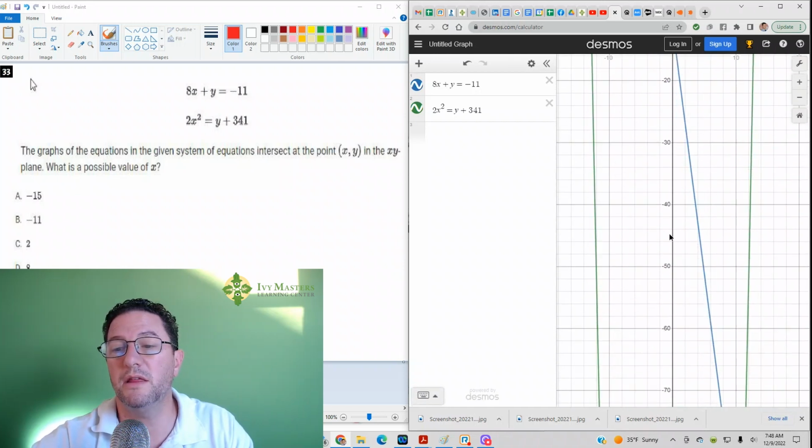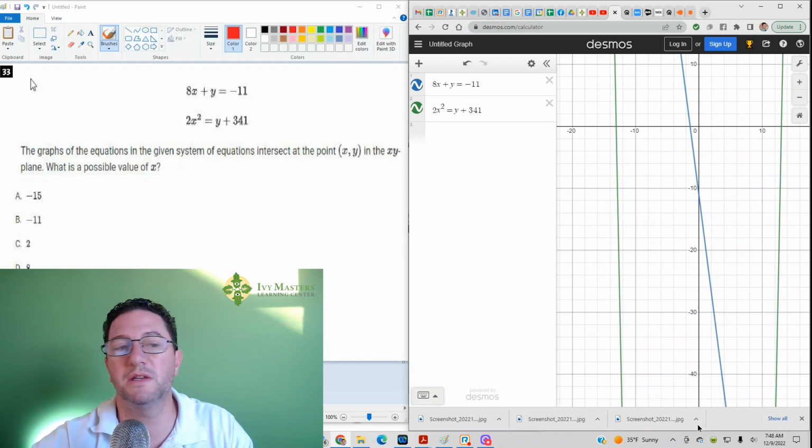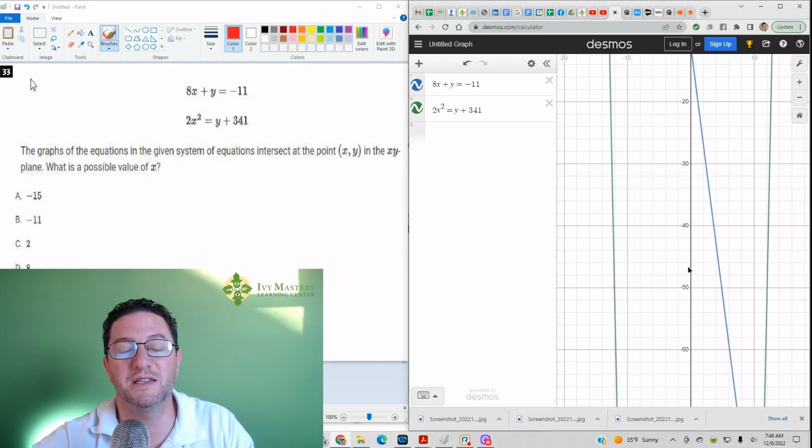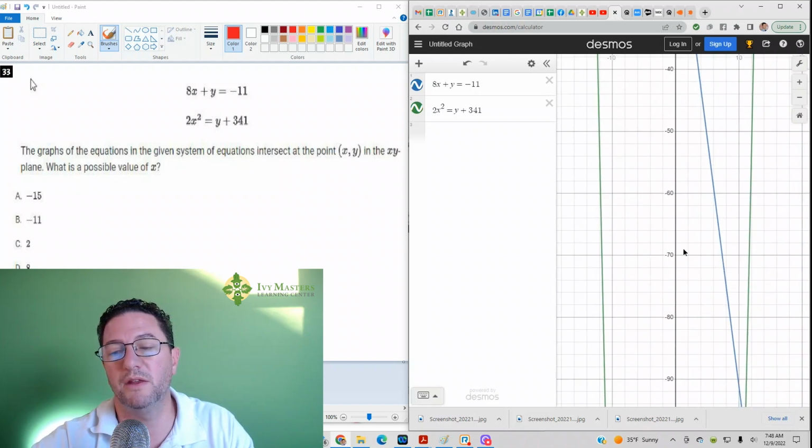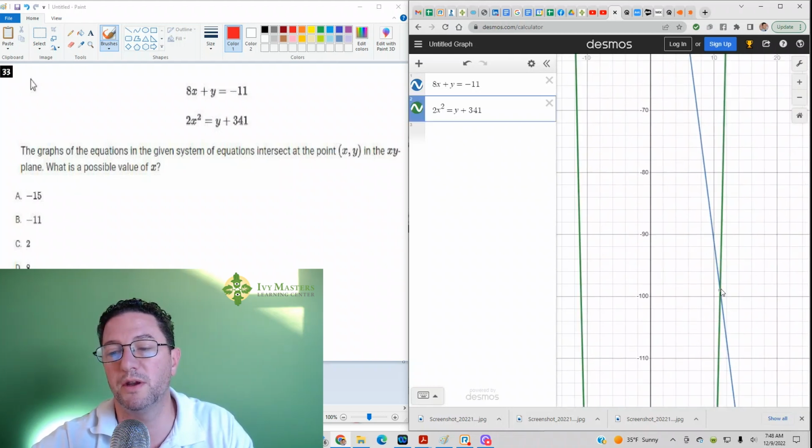Now it's likely that, first off, you don't see the intersection point. So the solution of a system of equations is the intersection point, and it even says intersect. So you go to the intersection point and literally just click on it and check it out. It's positive 11, negative 99. Your x is positive 11. You look at your answer choices and you're like, crap, it's not there.